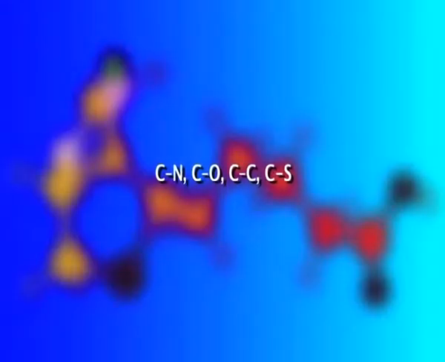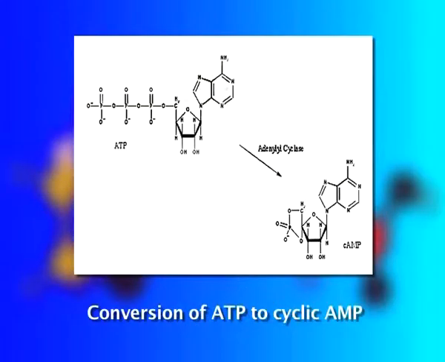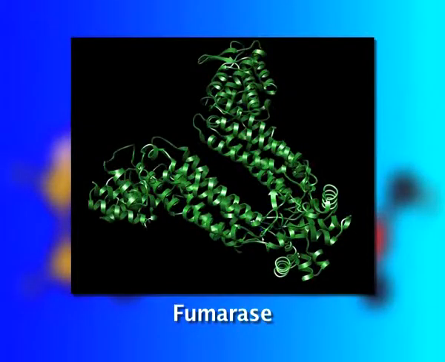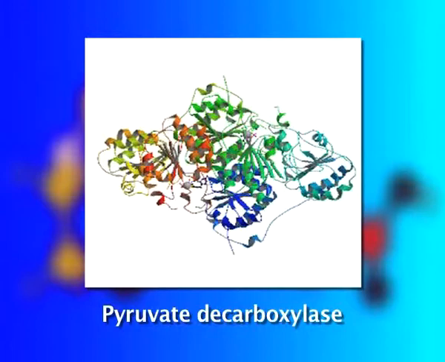Lyases. Lyases catalyze the cleavage of various chemical bonds such as carbon-nitrogen, carbon-oxygen, carbon-carbon, carbon-sulfur, and others by reactions other than hydrolysis and oxidation. Thus, they remove a group of atoms from the substrate and lead to the formation of a new double bond or a new ring structure. Lyases require only one substrate for the unidirectional reaction, but 2 substrates for the reverse reaction. Some of the common examples of lyases are fumarase, isocitrate lyase, and pyruvate decarboxylase.